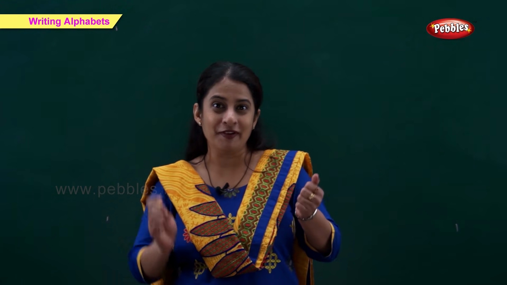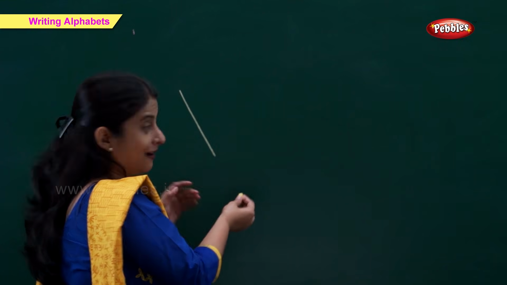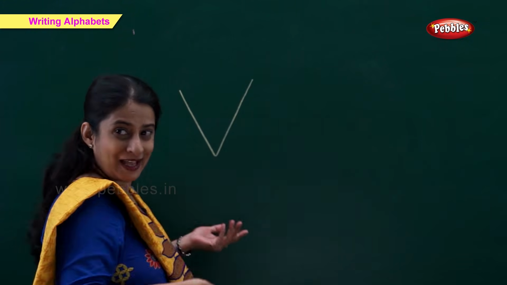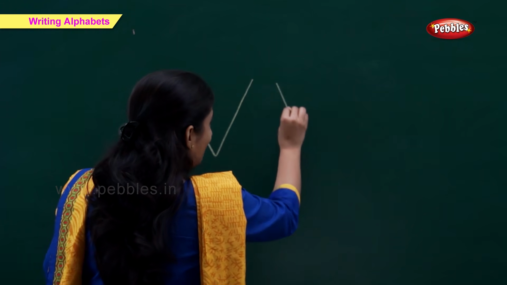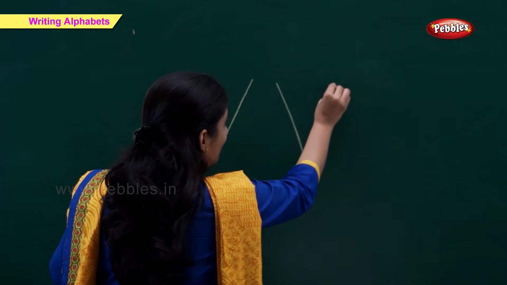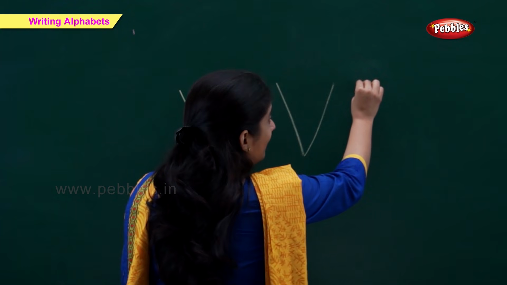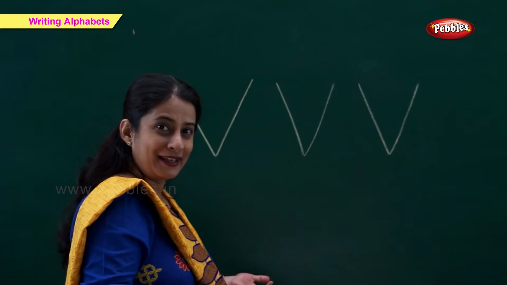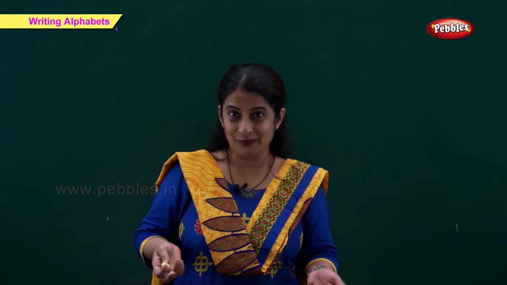Now let's write V. Small v. V for van. One cross line or slanting line joining by another cross line or slanting line makes V. Small v. One cross line, another cross line makes V. Small v.